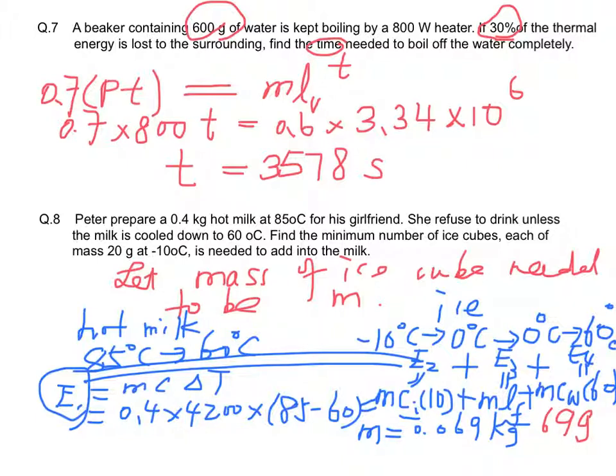Since each ice cube has a mass of 20 grams, therefore we have the number of ice cubes equal to 69 over 20, which is about 3.45. Therefore, the minimum number of ice cubes required should be equal to 4.